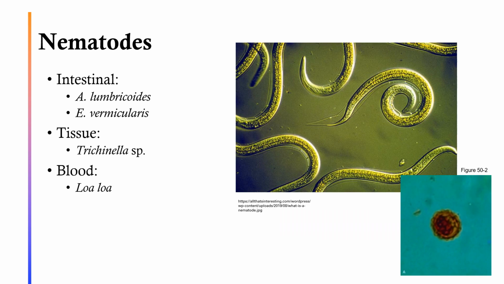As far as the worms go, our first category is going to be the nematodes. These are going to be our roundworms. Organisms found in the intestine can include Ascaris lumbricoides and Enterobius vermicularis, also known as the pinworm, but we can also find them in other areas as well. The tissue can contain Trichinella species, and the blood can contain species like Loa loa, often termed the African eyeworm.